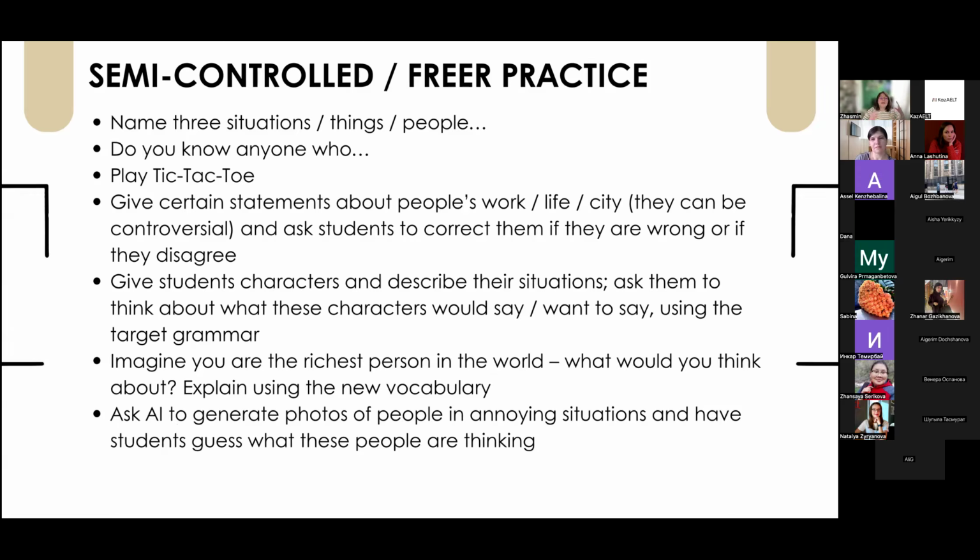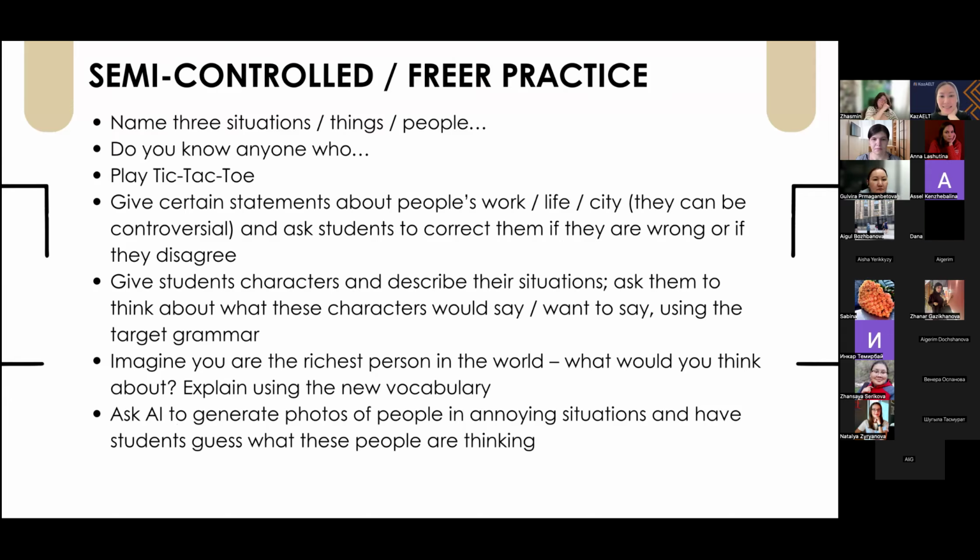Things like that. Imagine you're the richest person in the world. What would you think about? Explain your wishes using new vocabulary or the target grammar. You're the richest person in the world, what would you wish for? Oh, I wish I could buy an island, something like that. Imagine you're a famous person. What would you wish for? Make them think outside the box and try different characters, not just "what do you wish for?" Of course you can ask that, but make it a bit more interesting and add some fun twists.